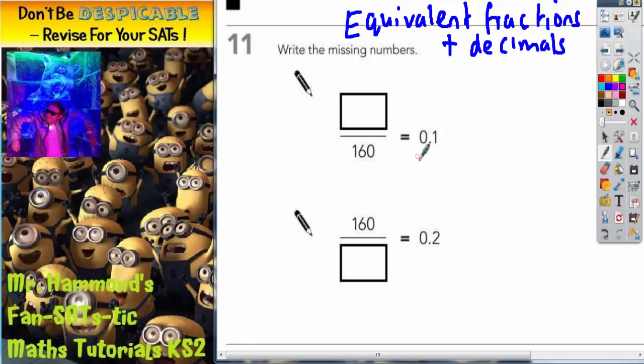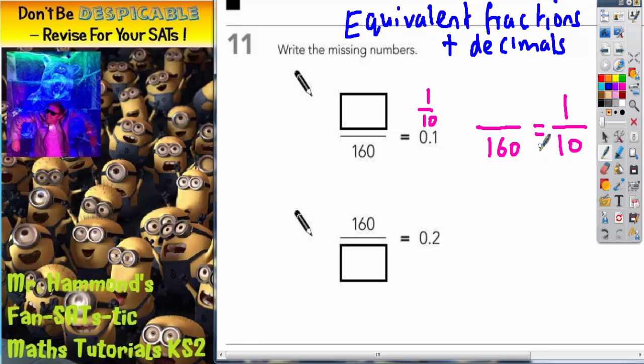Well, we do actually know that 0.1 as a fraction is 1/10. So we could actually write this a different way. We could write something over 160 is equal to 1/10. And all we need to do then is treat this as an equivalent fractions question, which actually is only level 4.